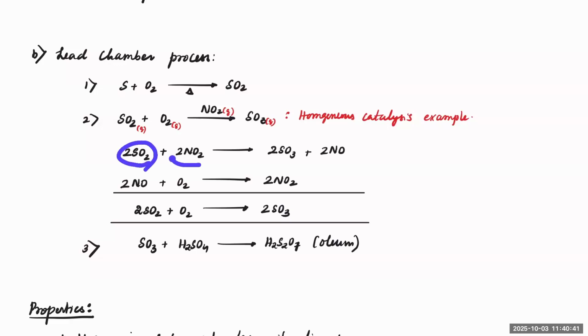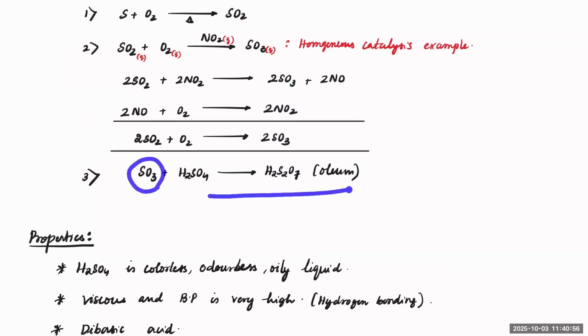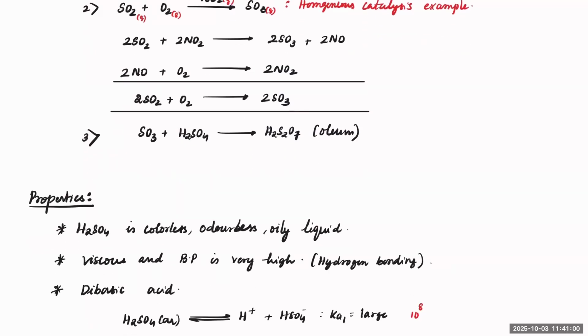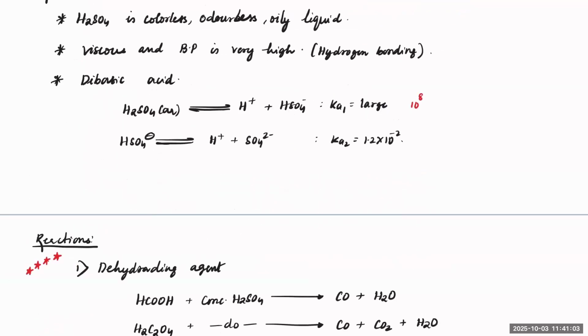And SO2 plus NO2, basically this is the mechanism. First SO2 plus NO2 will convert into SO3 and NO. And NO plus O2 will again convert back into NO2. So this will make it a little faster reaction. And once you make it SO3, it will convert into oleum. And that's how oleum is the way to store the H2SO4.